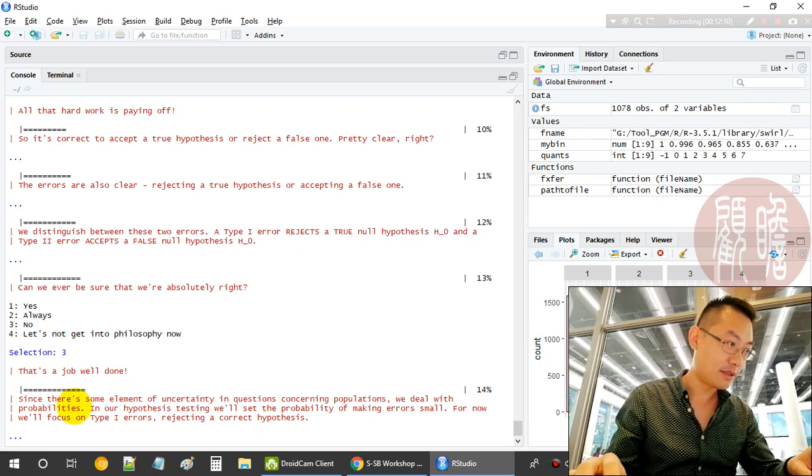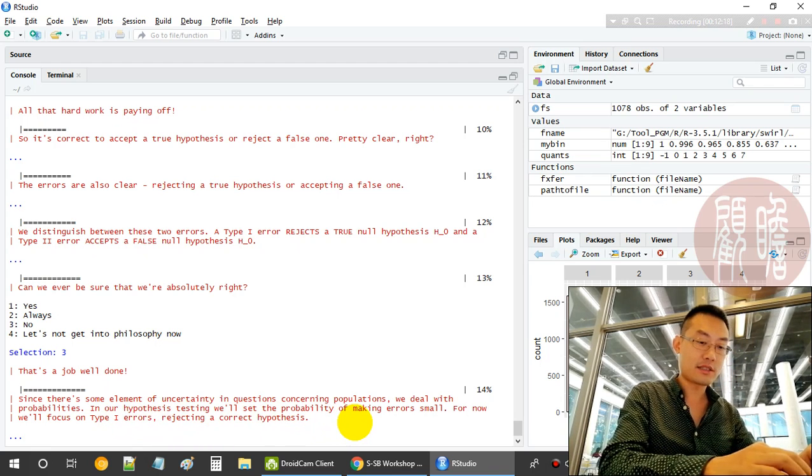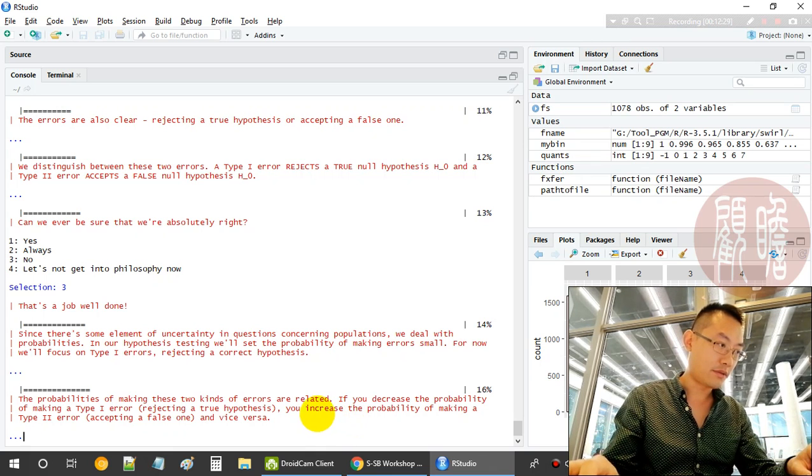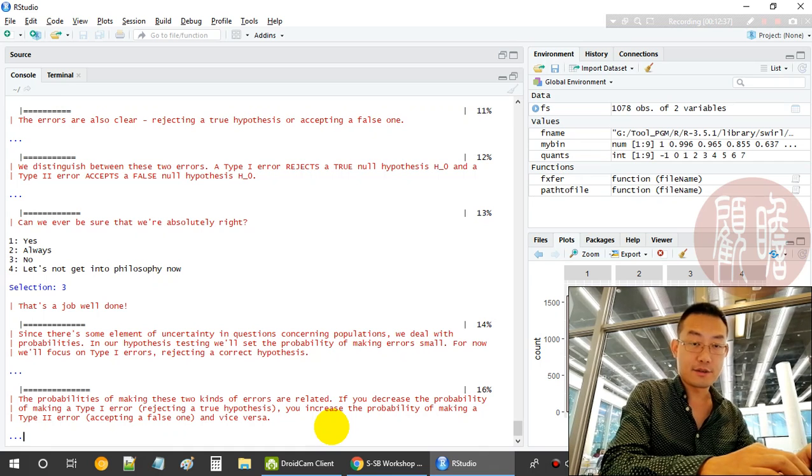We deal with probability. In hypothesis testing, we keep the probability of making errors small. But we'll focus on the type 1 error, rejecting a correct hypothesis. If you reduce the probability of making a type 1 error, which is a false positive, rejecting a true hypothesis, you increase the probability of the type 2 error. In later sessions, we will go through different types of errors and how these two are traded off in the confusion matrix.